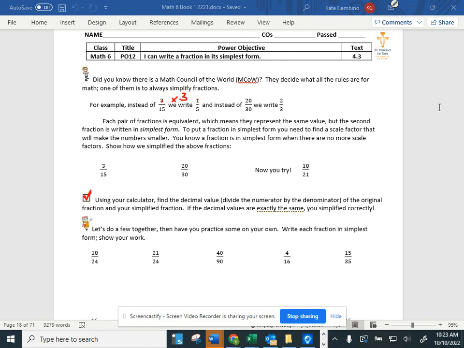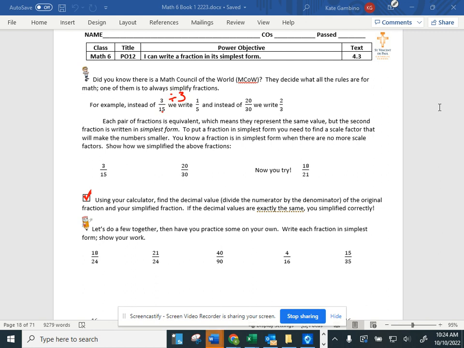number smaller. So instead of multiplying it up, what is the opposite of multiplying? Dividing. So we need to find that scale factor that we're going to divide by. 3 divided by 3 is 1. 15 divided by 3 is 5.